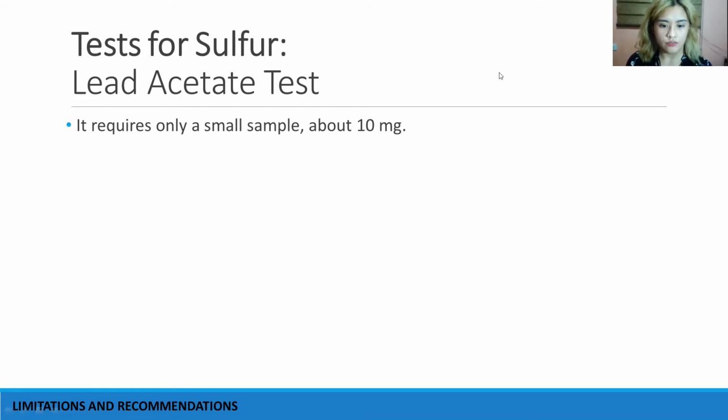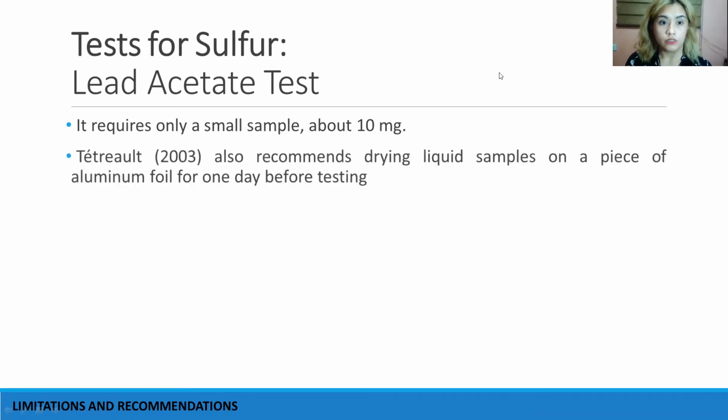In the test, a flame is used to heat the pipette until the material under test gives off any fumes. This is a sensitive test for hydrogen sulfide, so only a small sample is needed to produce detectable levels of hydrogen sulfide, and there is only a small amount of lead in the test paper. The TROLT from 2003 also recommends drying liquid samples such as white glue on a piece of aluminum foil for 1 day before testing.